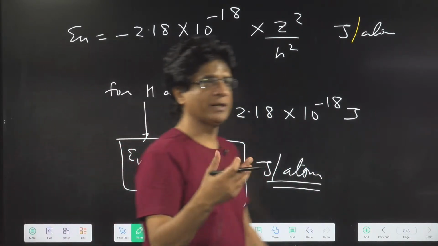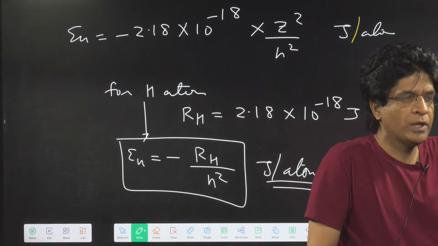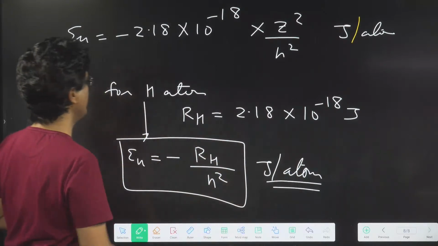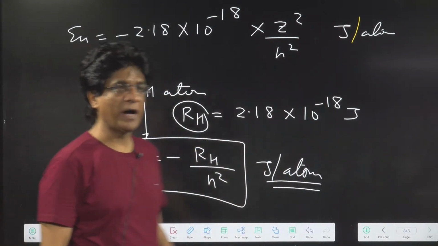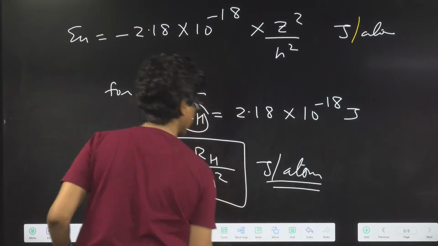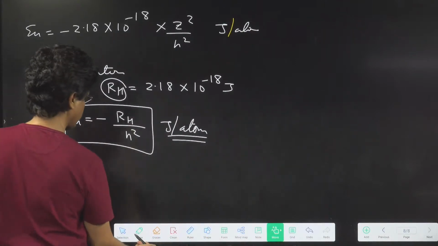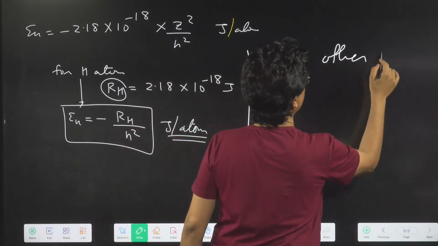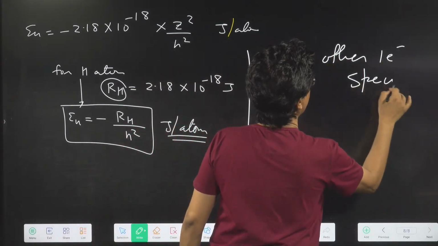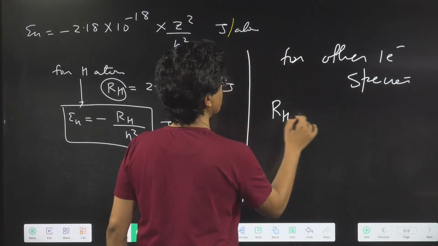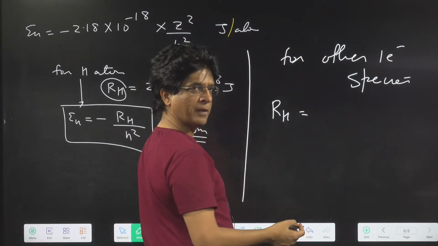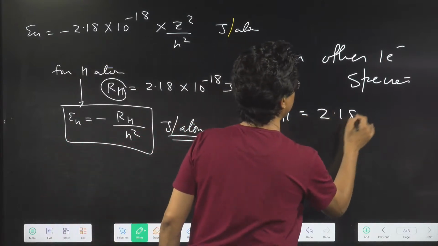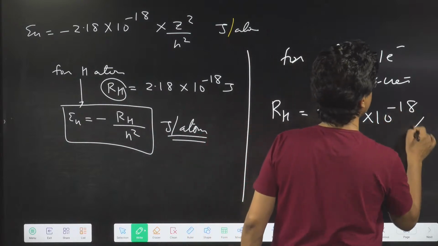So if you are doing some other books and other modules, you will find a very famous question they ask you: what is the value of RH for helium plus? So remember that for other one-electron species, this RH value will be given as 2.18 into 10 to the power of minus 18 into Z square.